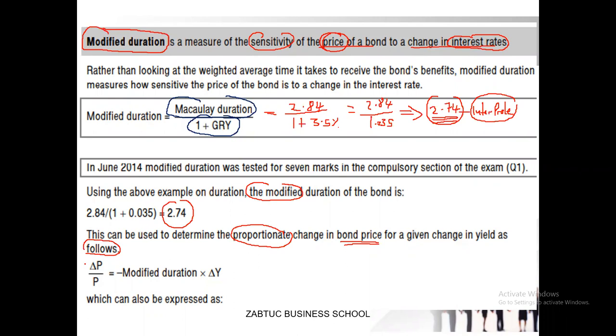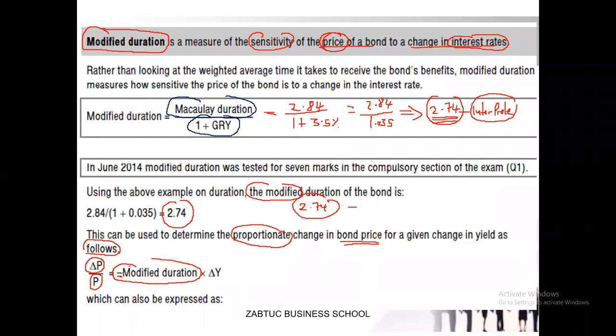It's very straightforward. The change in the price of the bond from where it was can be calculated as you take your modified duration, there's a minus y because the relationship is inverse. When interest rates go up, the bond price goes down. That is why there's a minus. So this answer that we found here, our 2.74, is normally a minus value.